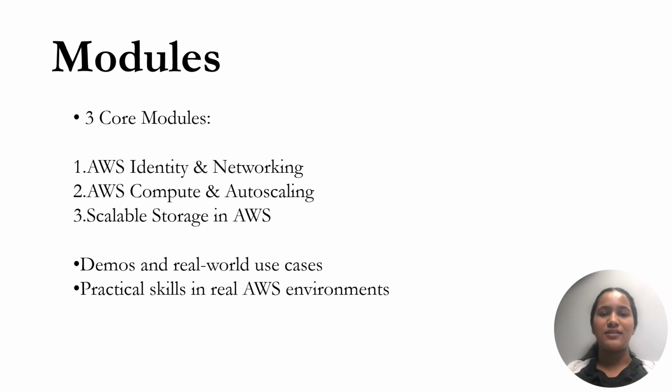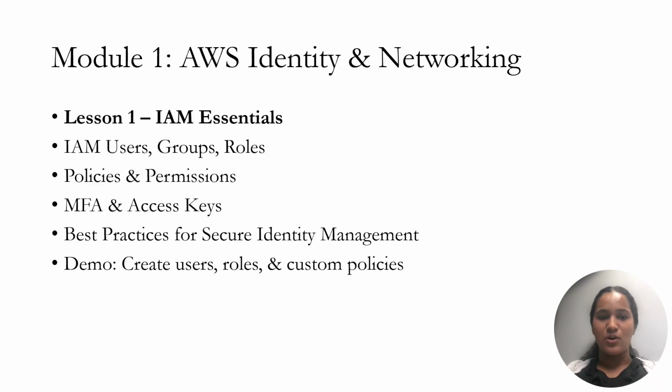In this course, there are three core modules. Module 1, AWS Identity and Networking. Module 2, AWS Compute and Autoscaling. Module 3 is Scalable Storage in AWS. So let me introduce what Module 1 will cover. In each and every module, there are two lessons. In Module 1, this module will help you build a secure isolated environment in AWS and manage who can do that. This module has two lessons.